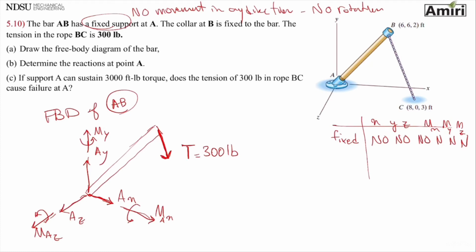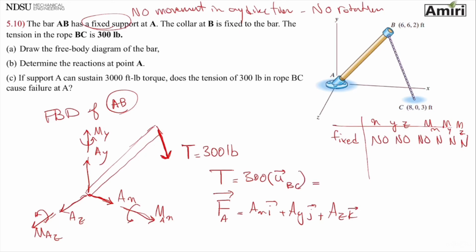So let's transfer everything into vector format. FA is just going to be AXI, AYJ, AZK. T is going to be 300 unit vector of BC. I'm going to skip the steps for it because I just explained it in the previous problem. So that is going to be 93.7 I, 218 J, 46.8 K, and it's going to be pounds. Okay.